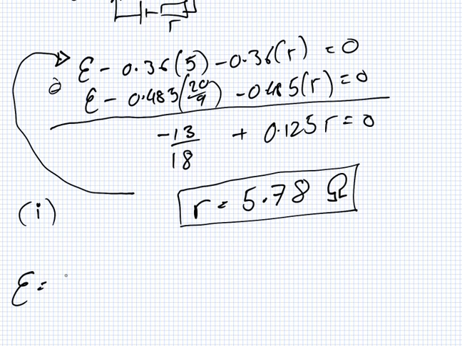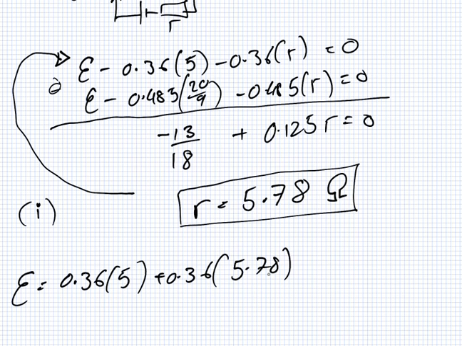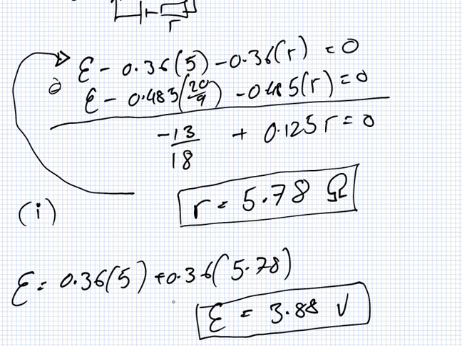E equals 0.36 times 5 plus 0.36r. So then you get the voltage is 3.88 volts. And that's the answer for the second part. Well, I messed that up, sorry. But this should be okay now.